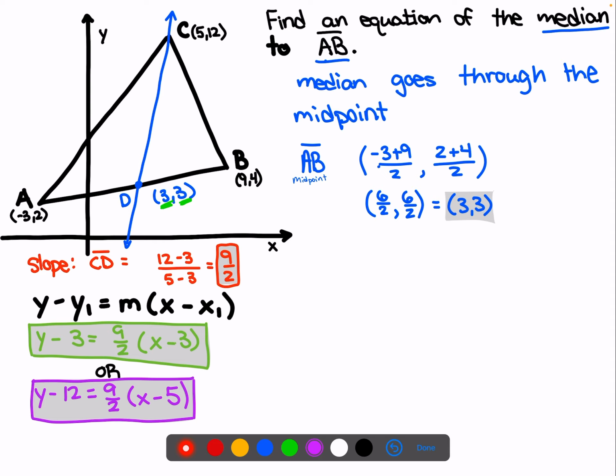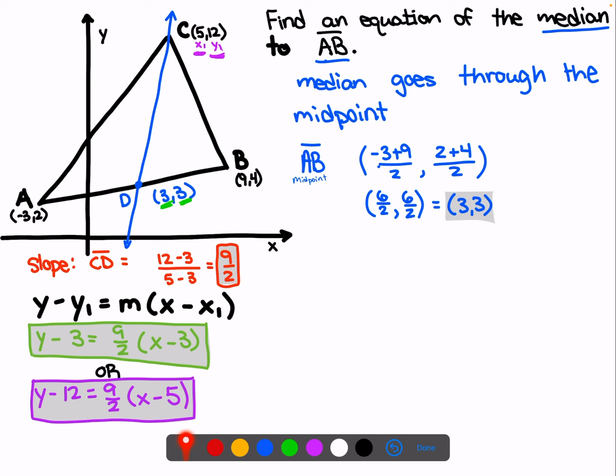If I use point C, then 5 would be x1 and 12 would be y1. So that would give me y minus 12 is equal to our slope, 9/2, times x minus x1, which would have been 5. So again, either of these answers is correct in finding the equation of the median to AB. Now, could you have put this in slope-intercept form? Absolutely, but you don't necessarily need to in that case.